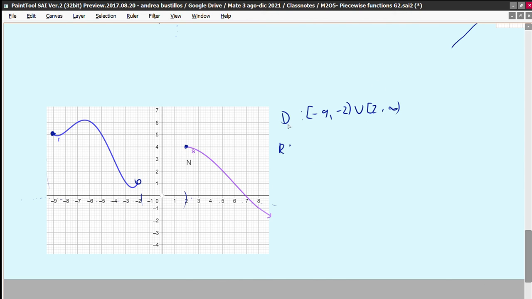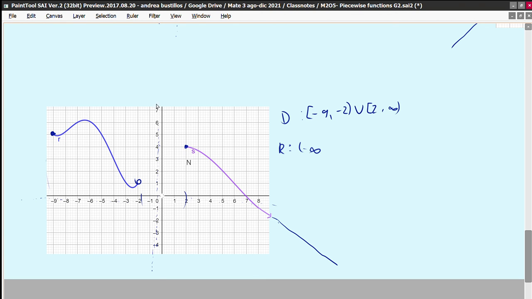Now for my range, I'm going to start from bottom to top. So starting from the bottom, remember that this function goes all the way down. So this means that my range is going to start from -infinity. So starting from -infinity, for all these values, there's a piece of graph that exists. For all these values, even though this function has finished, there's another piece existing here.